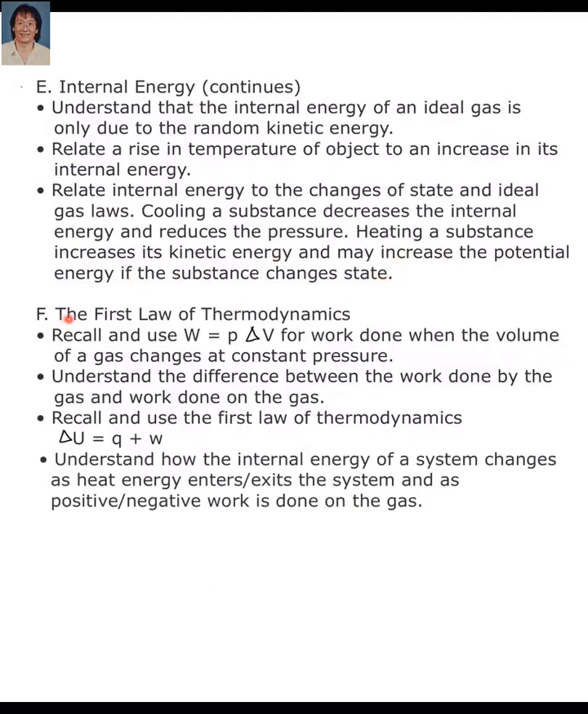Section F. The first law of thermodynamics. Recall and use W equals P delta V, where W is the work done, and delta V is the change in volume, for work done when the volume of the gas changes at constant pressure. Then understand the difference between work done by the gas and work done on the gas. Recall and use the first law of thermodynamics. Delta U equals Q plus W. U is your internal energy, Q is your heat energy, and W is your work done. Understand how the internal energy of a system changes as heat energy enters or exits the system and as positive or negative work is done on the gas.